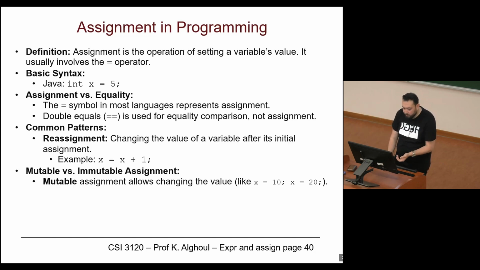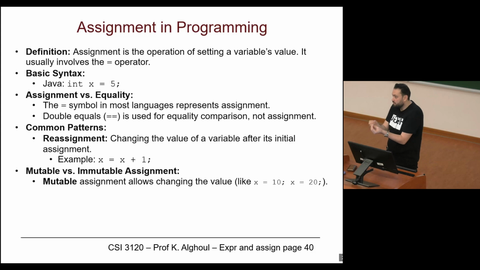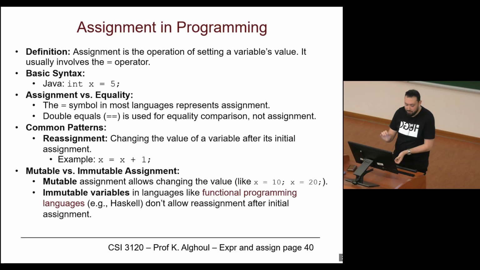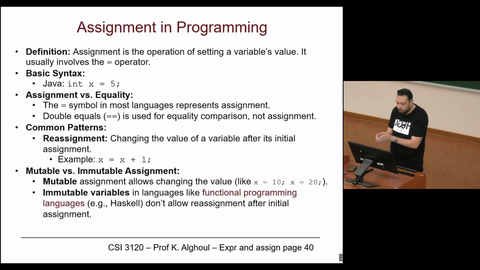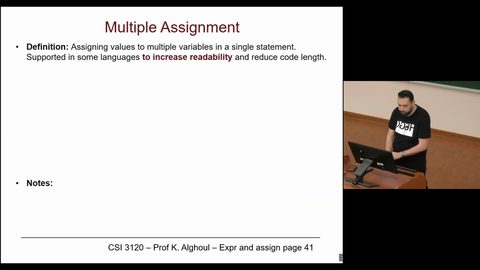Common patterns, we know all of this. Now, mutable versus immutable. We know that these variables are mutable, of course. If you have x equal 10, you can change it. We covered this. In which language can variables be immutable? You remember? In functional programming languages, like Haskell and others, variables can be immutable.